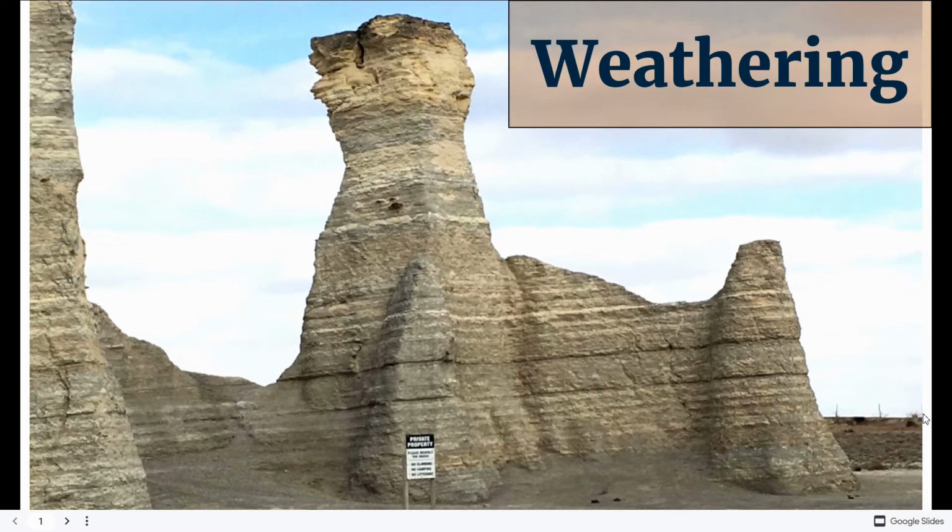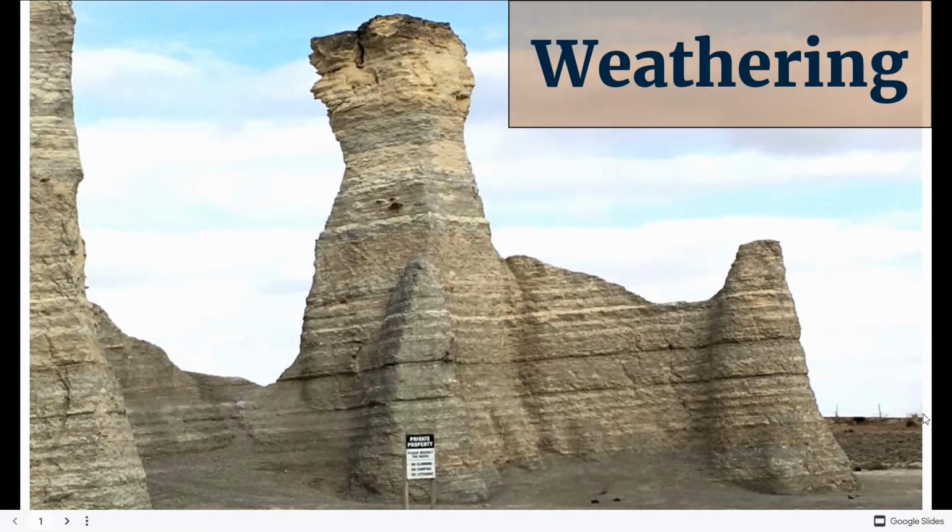This image is from Monument Rocks. It is a location out in the plains in western Kansas. It's outside of a town called Oakley, Kansas.